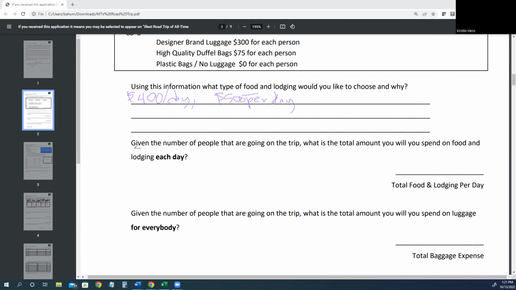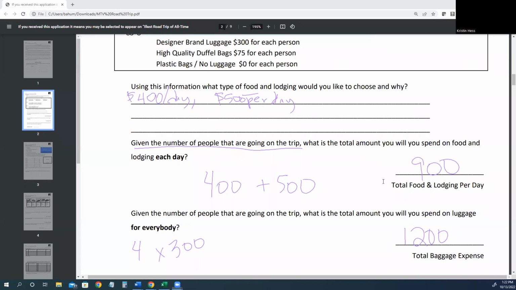Given the number of people that are going on the trip, what is the total amount you will spend on food and lodging each day? Well, I'm going to take 400 plus 500 and add that together, and I'm going to have 900 per day. Given the number of people going on the trip, what's the total amount you're going to spend on luggage for everyone? Well, I said I have 4 people times the high quality luggage. So that's going to be $1,200.